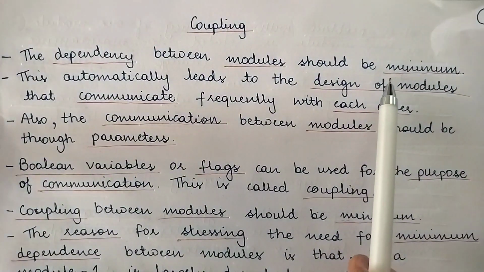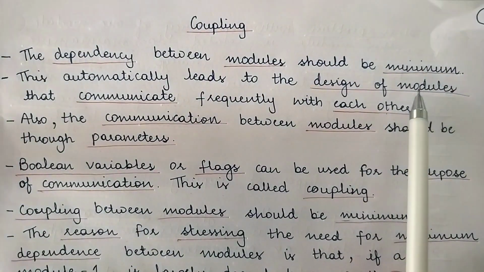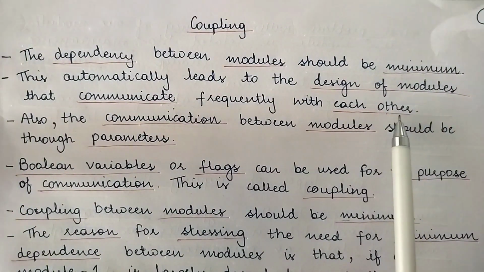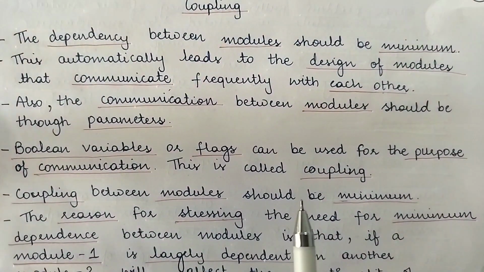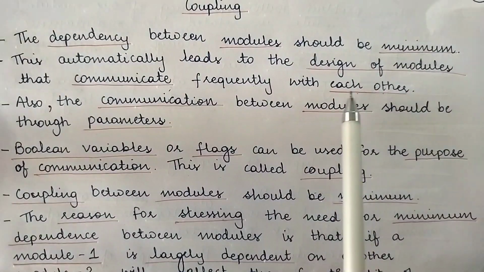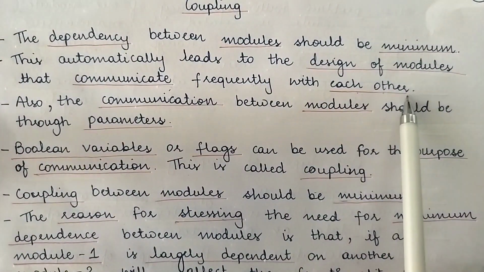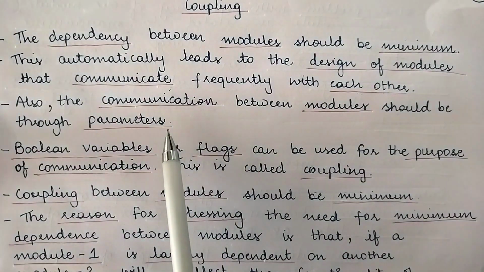When they are less dependent upon each other, this means we are designing modules in such a way that they would not require to communicate frequently with each other. When there is lesser dependency, how would they interact or coexist in that system? Now this communication between modules should be through parameters.